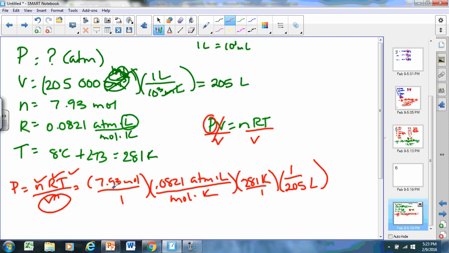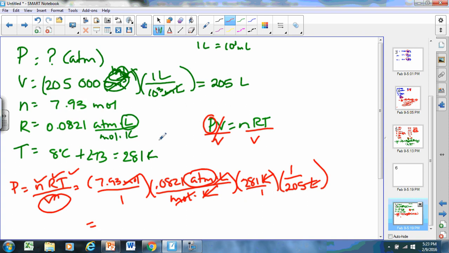And a beautiful thing happens. I got a mole on the top, a mole on the bottom. I got a K on the bottom, a K on the top. I got a liter on the top, a liter on the bottom. Everything's canceled but atmospheres, which is cool because we are solving for pressure. So 7.93 times 0.0821 times 281 divided by 205.